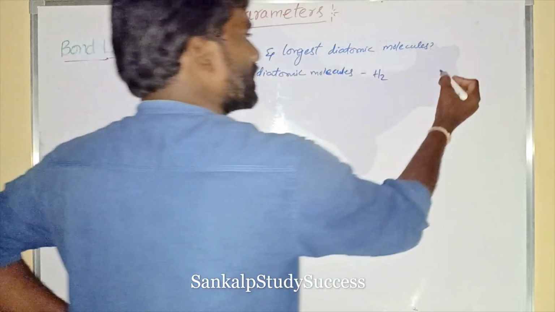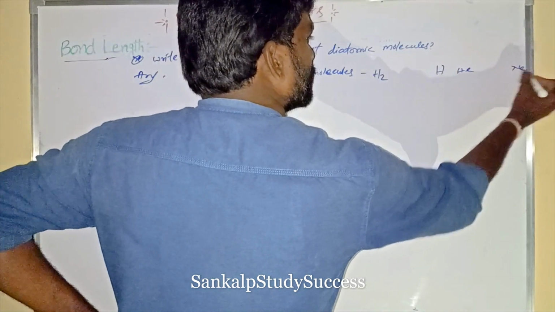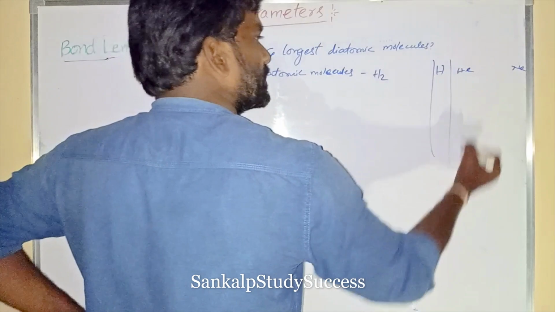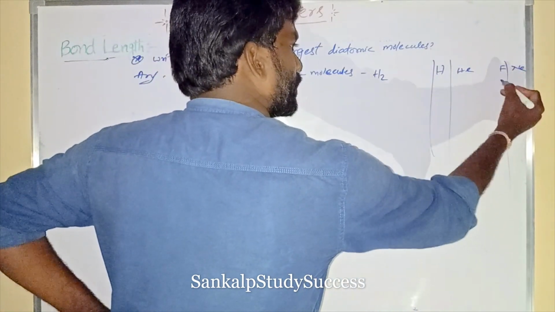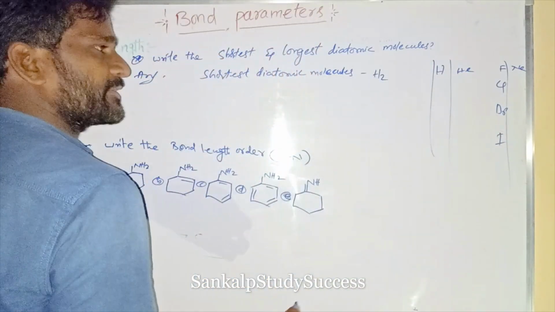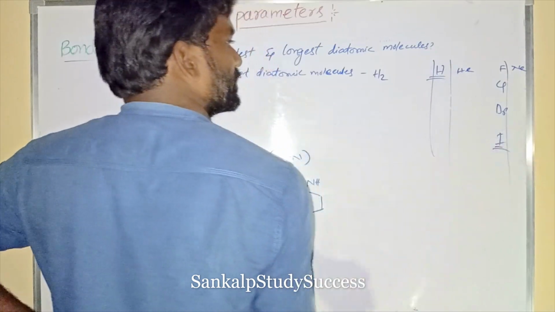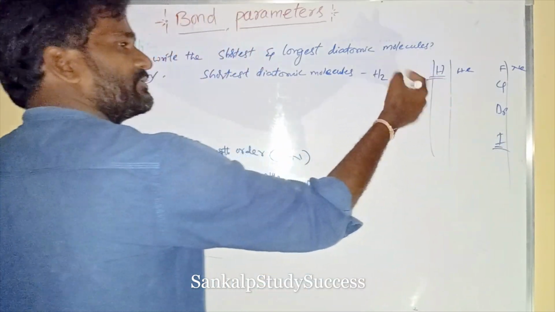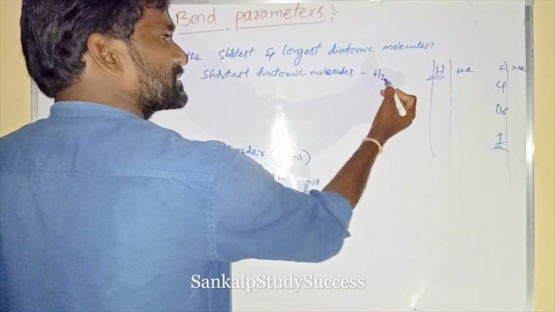Hydrogen. So this is hydrogen, helium, neon. These are the groups, and fluorine, bromine, iodine. Astatine is a radioactive element, leave it. So this is the top element, this is the bottom element. So hydrogen combined with another hydrogen to form an H2 molecule. It is having a less bond length.